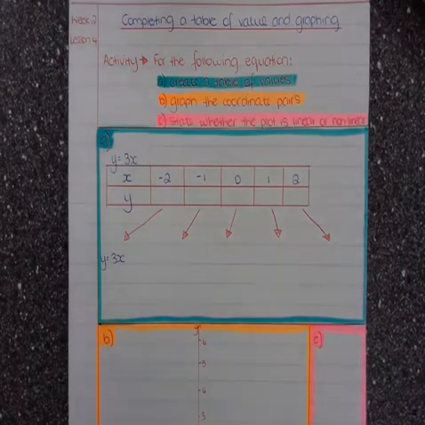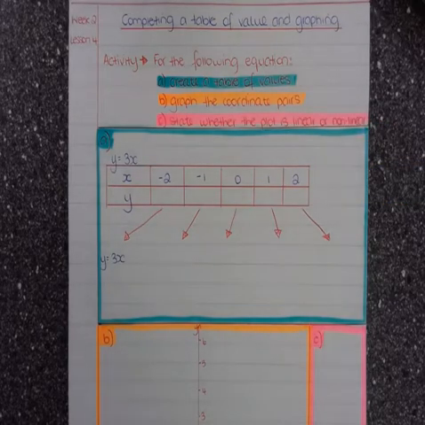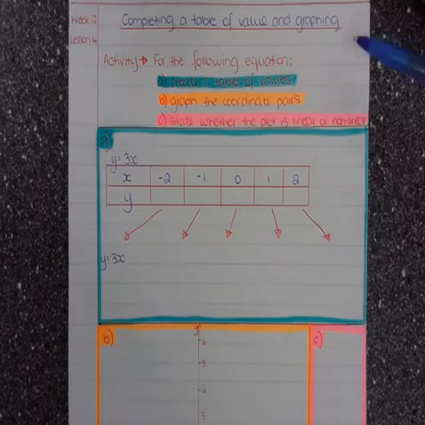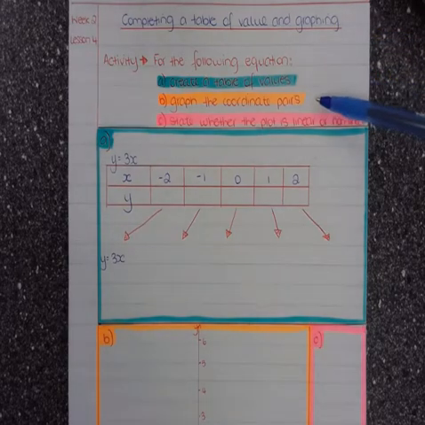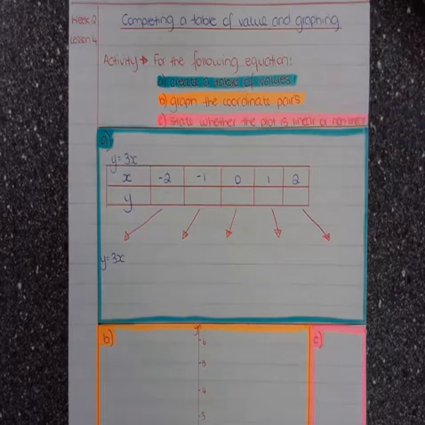Alright, so we are going to do this first one together. So we are completing a table of values and then graphing it as well. For this activity you need to do three things. The first one is create a table of values, B, graph the coordinate pairs, and then C, state whether the plot is linear or non-linear. So we are going to do this example.